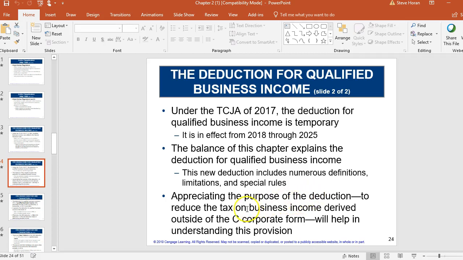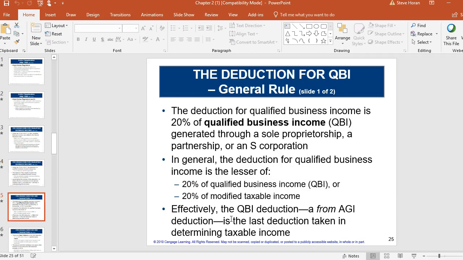And in the bottom part here, it says appreciating the purpose of the deduction to reduce the tax on business income derived outside of the C corporate form will help in understanding this provision. So the C corp is that 21% tax. Okay. But we've got these other business forms where the owner is paying the tax, or pass-through, right? So the C corp is not a pass-through. It pays 21% now. But you've got the LLCs, the S corps, the proprietorships, and the partnerships that are pass-throughs. So that business income goes to the owner's personal return. And so the goal is to reduce that tax, okay? But that has to be changed at the owner's personal return level.